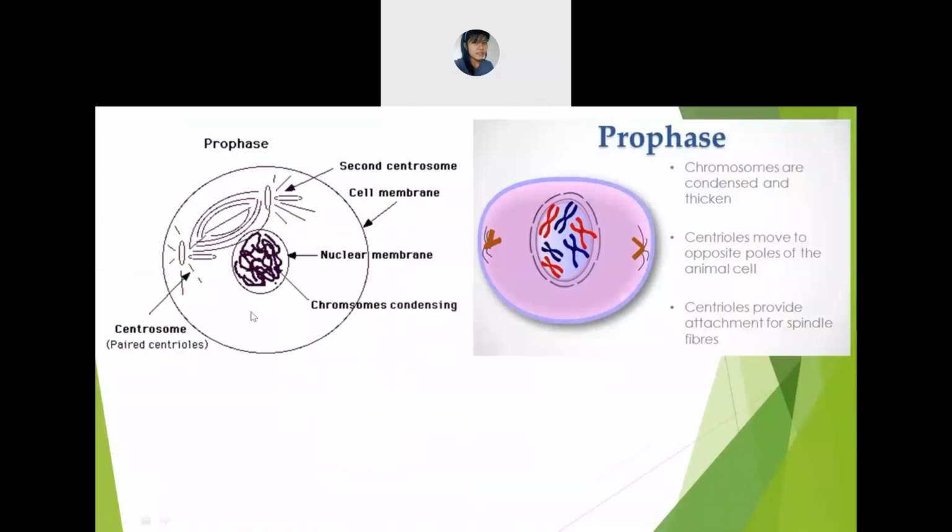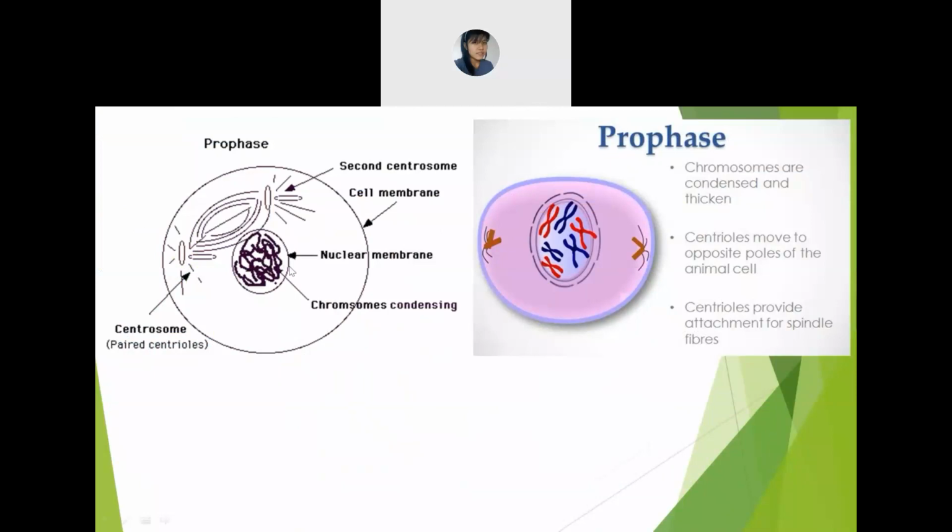Okay. So in the prophase, what will happen? The chromosomes, they will, this one. Can you see these chromosomes? Yes, ma'am. So this is the chromosomes. So the chromosomes, they will come together.